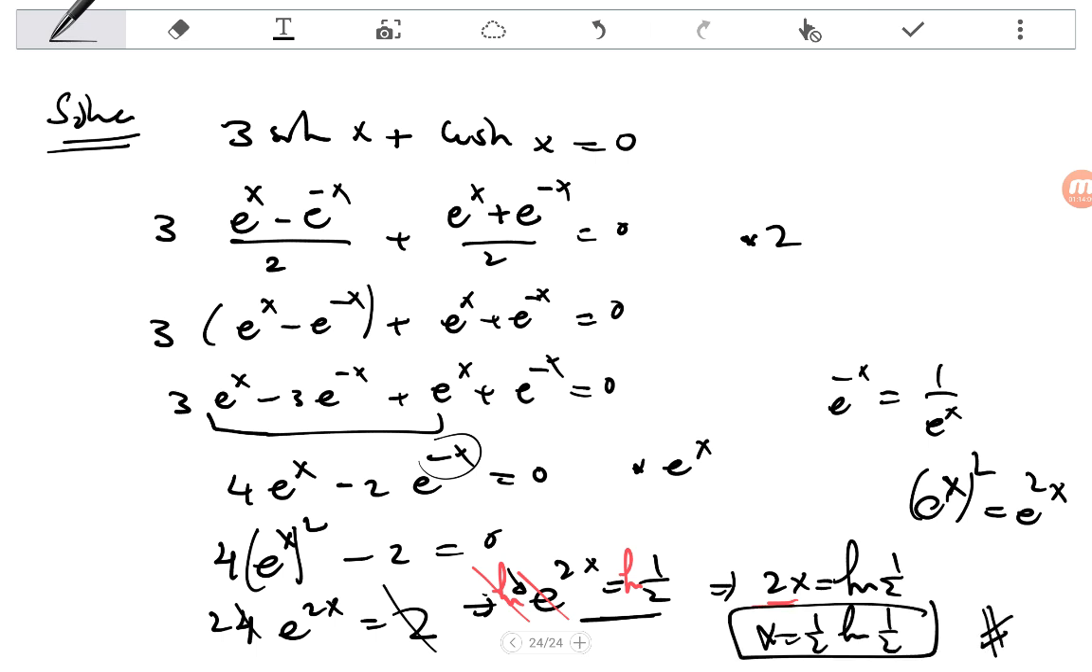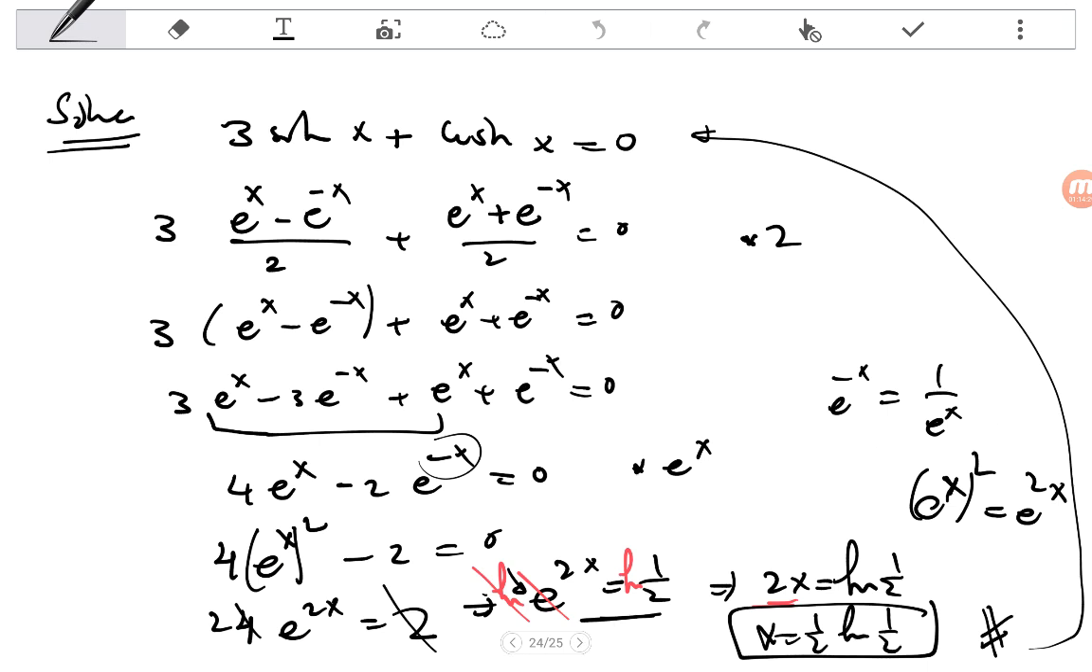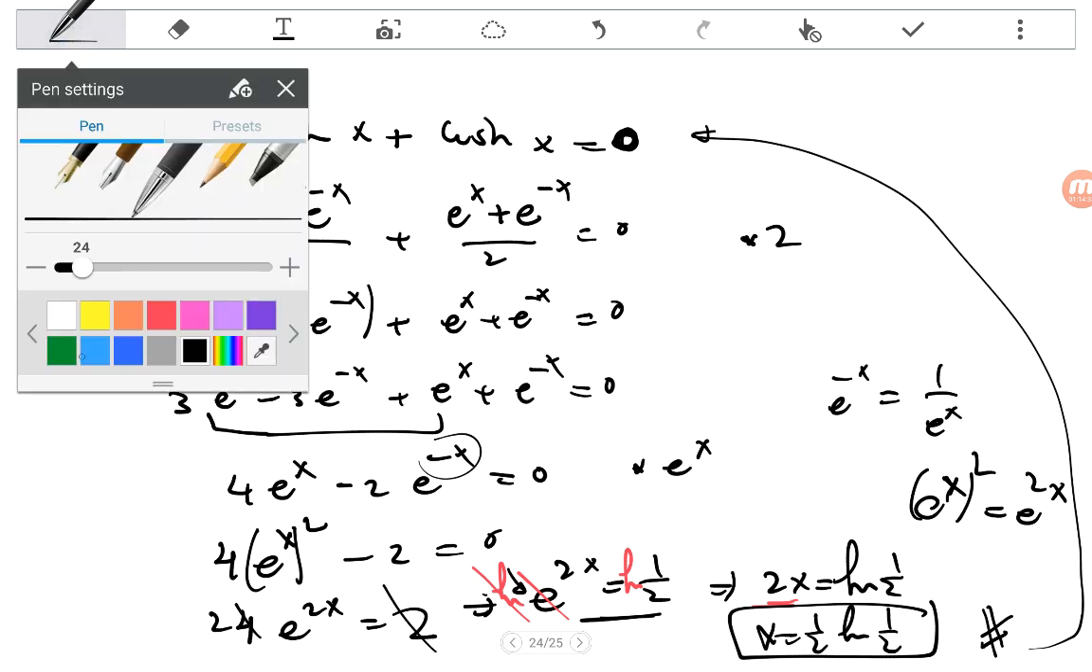I just make a quick check if any of this contradicts the domain of the equation. No, there is no contradiction in this case, so this is the solution. Now, if I have this expression, for just this case, if I have this side to be 0, I have a much simpler solution than this one.